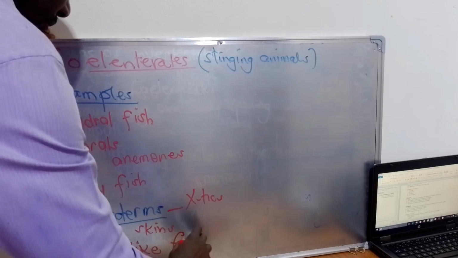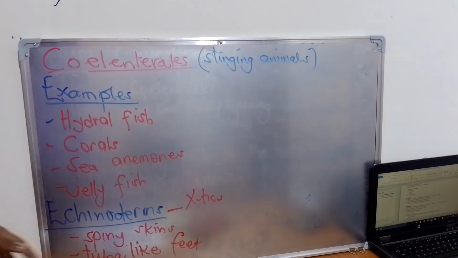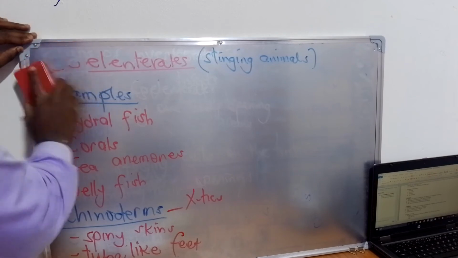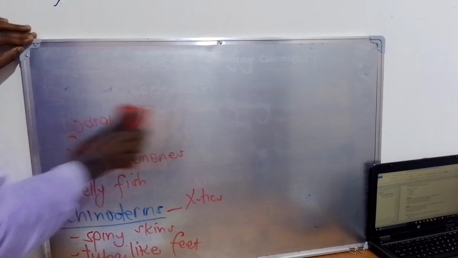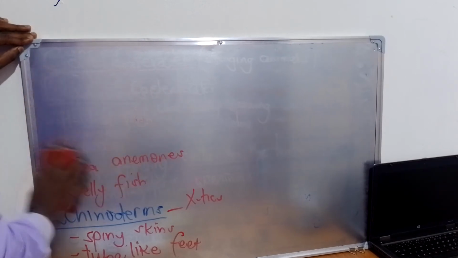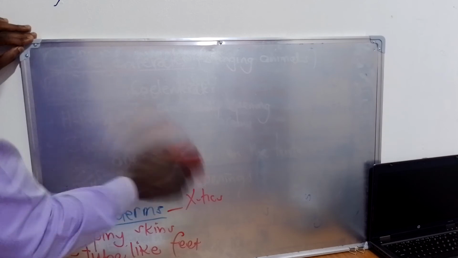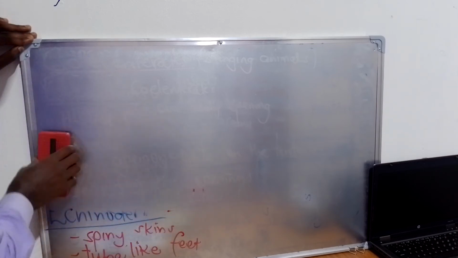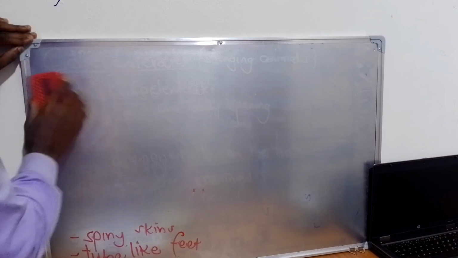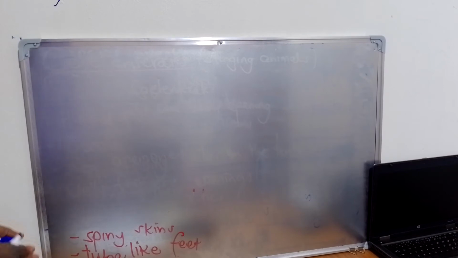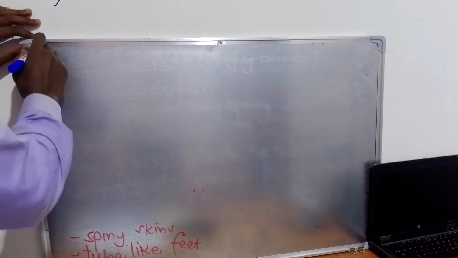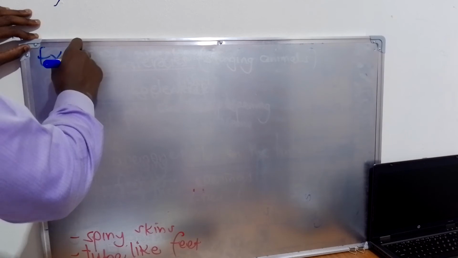Actually, science says that they fill these tubes with water, and these tubes become big. The tube-like feet of echinoderms are later filled with water and they become big. They pump water in those tube-like feet.